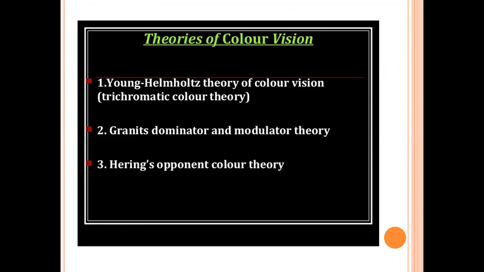Okay, so what are the theories of color vision? First is the Young and Helmholtz theory, also called the trichromatic color theory. Second is Granit's dominator and modulator theory, and the last one is Hering's opponent color theory.